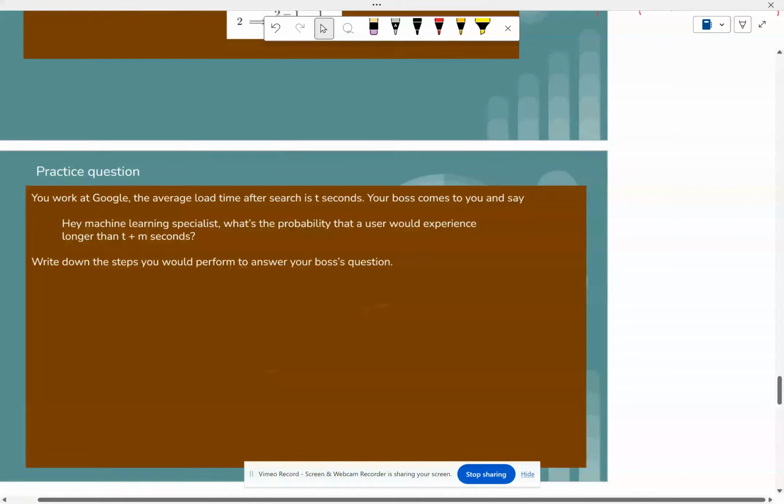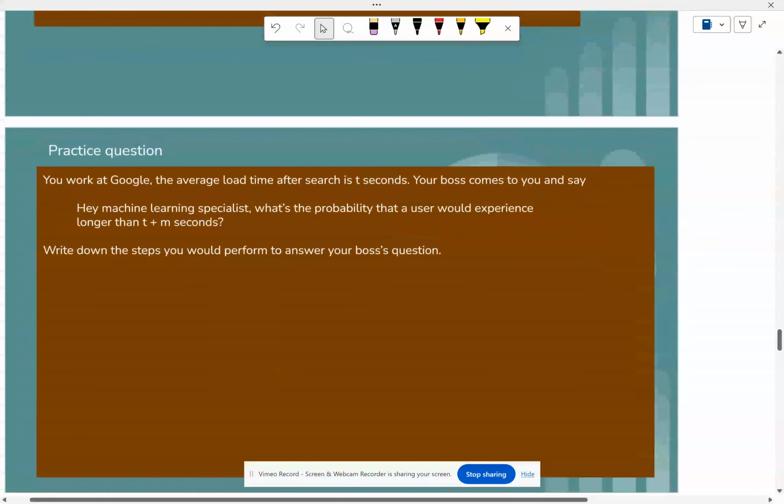All right, so let's do a practice question. Let's say you work at Google and the average load time for search is T seconds. Your boss comes to you and says, hey, you're the machine learning specialist, mathematician. What is the probability that a user will experience T plus M seconds? So you need to now impress your boss and tell him how you will solve this.